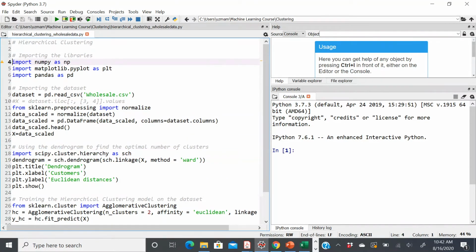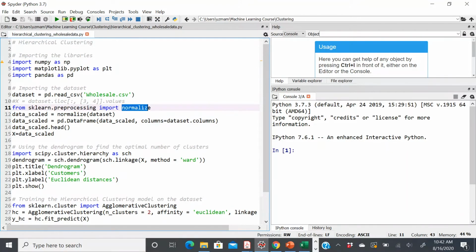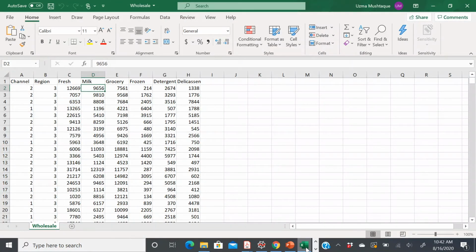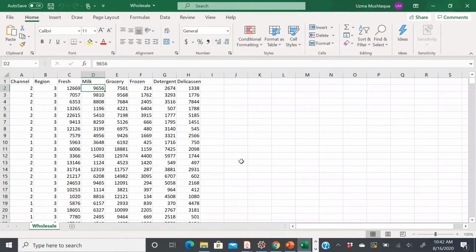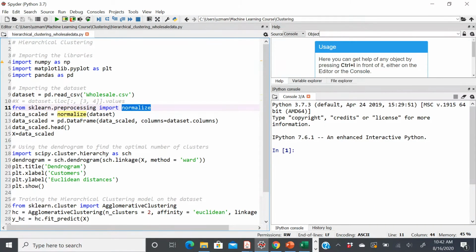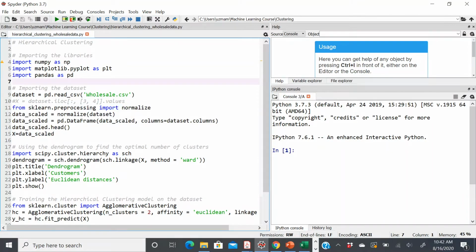What I'm doing is importing the libraries. This time I'm directly using, from scikit-learn preprocessing, the normalize class. Because all are numeric values, you don't have to think much. This is a well-behaved data set, I would say. Everything is numeric, so what I can do is directly go and normalize it. This was the scaling part, and I'll get the scaled data. Let's see how the scaled data looks.